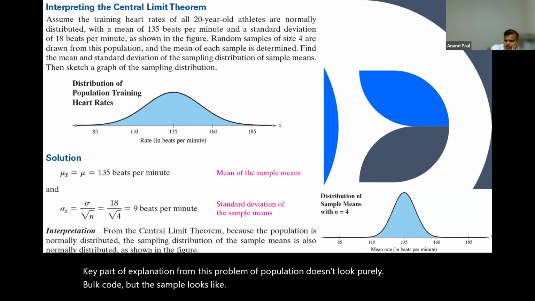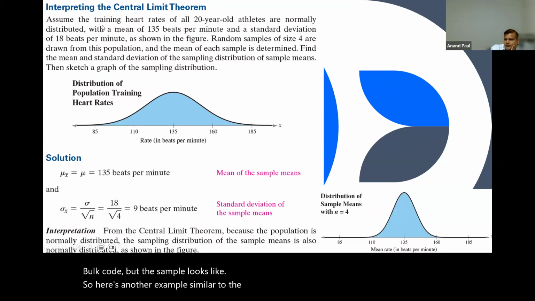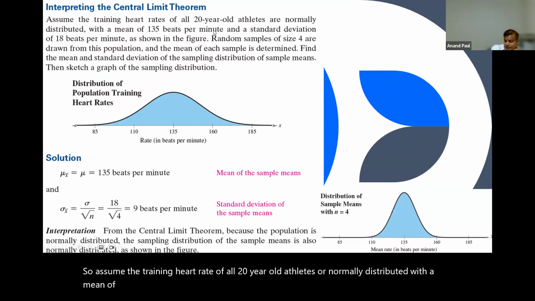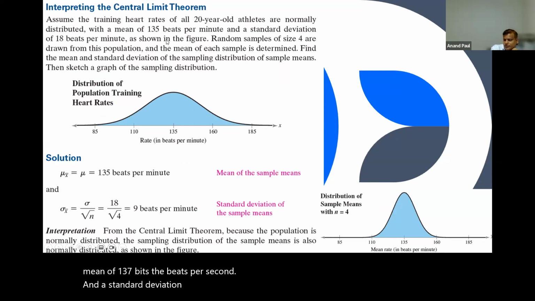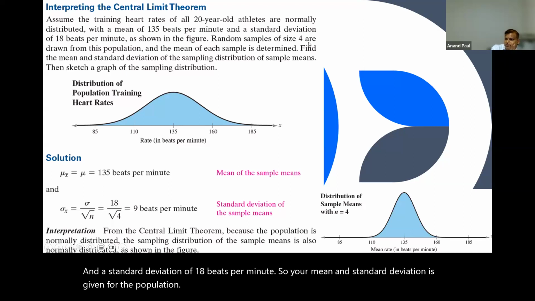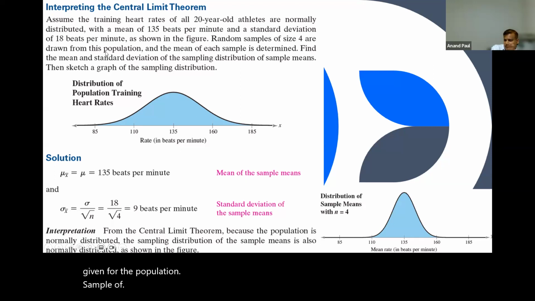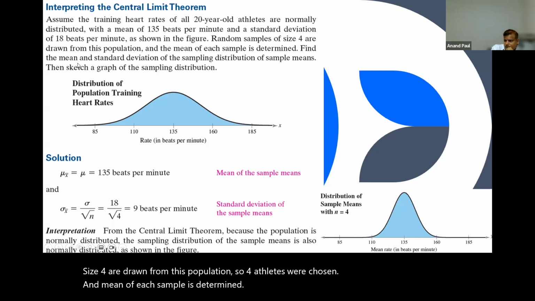So here's another example similar to the other one. Assume the training heart rate of all 20-year-old athletes is normally distributed with a mean of 137 beats per minute and a standard deviation of 18 beats per minute. So your mean and standard deviation are given for the population. Random samples of size 4 are drawn from this population. So 4 athletes were chosen, and the mean of each sample is determined. Find the mean and standard deviation of the sampling distribution of the sample mean.